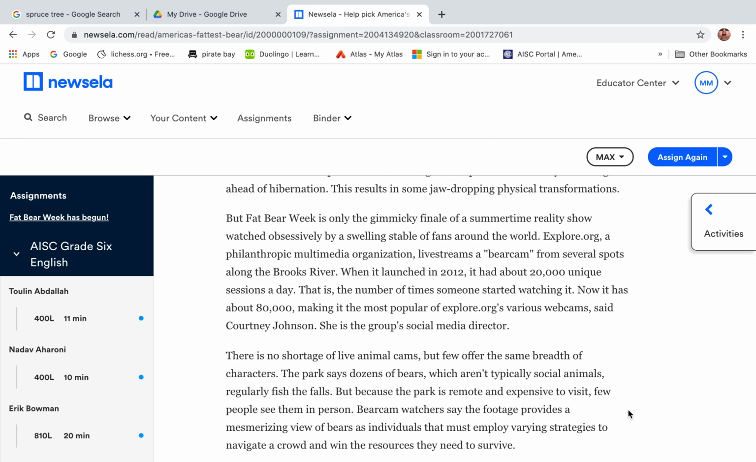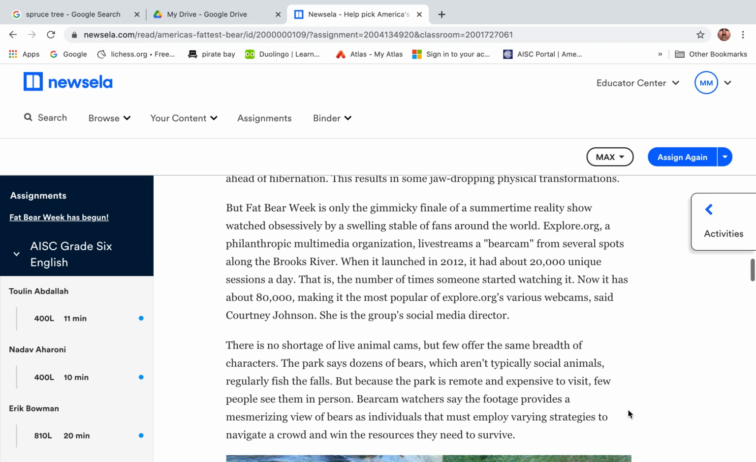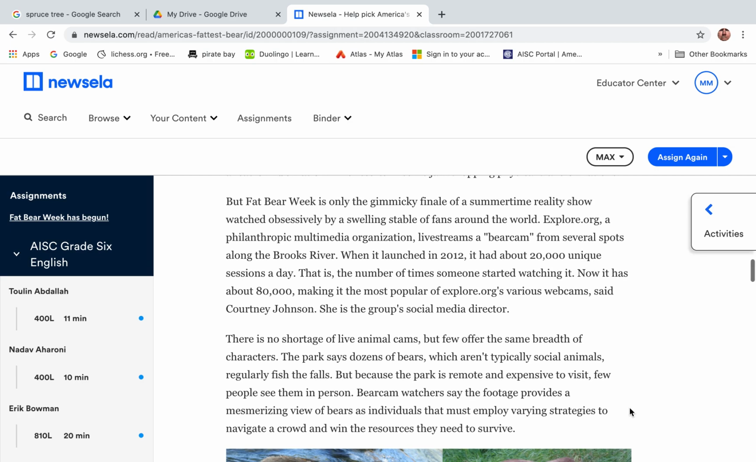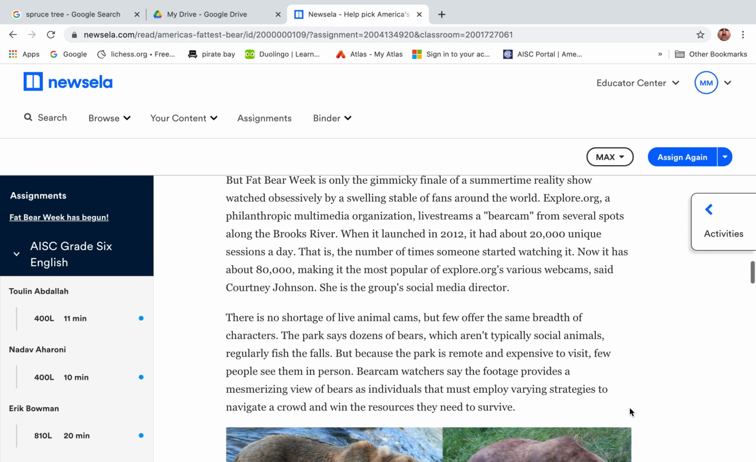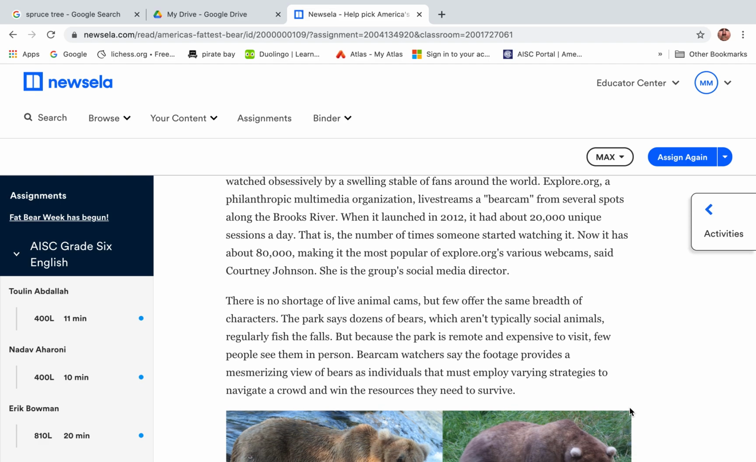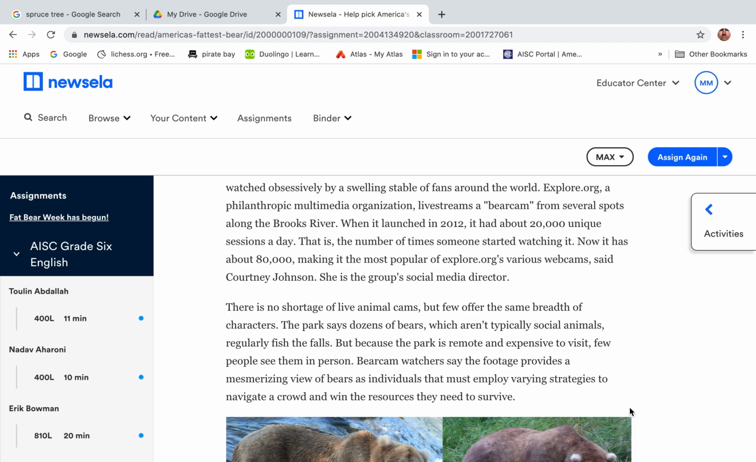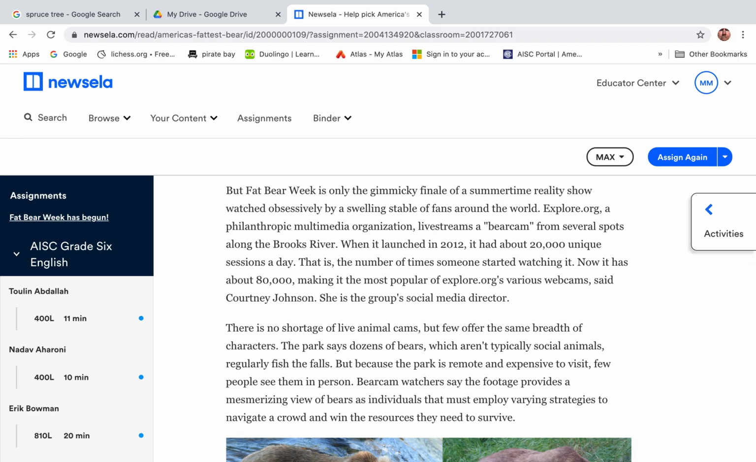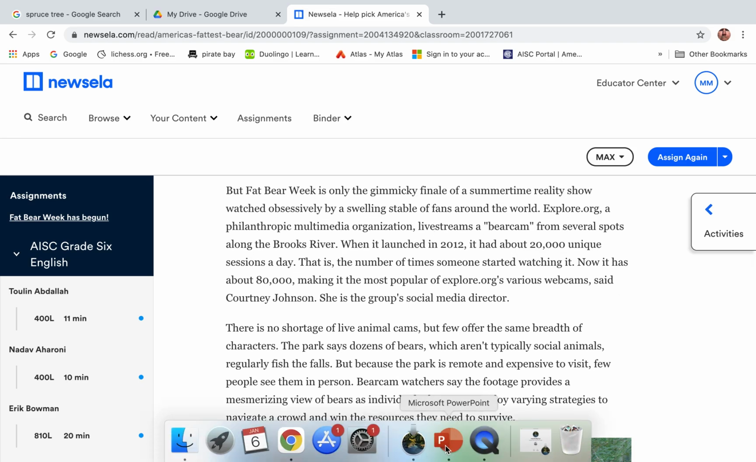Explore.org, a philanthropic multimedia organization, streams a bear cam from several spots along the Brooks River. When it was launched in 2012, out of 20,000 unique sessions. That is the number of times someone started watching it. Now it has about 80,000, making it the most popular of Explore.org's various webcams, said Courtney Johnson. She's the group's social media director. Well, that's a really important supporting detail, right?